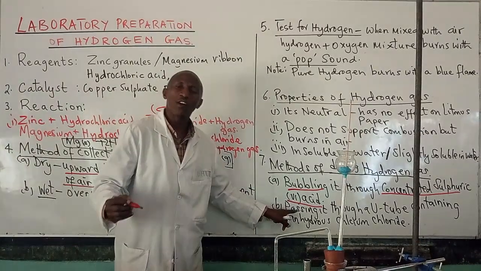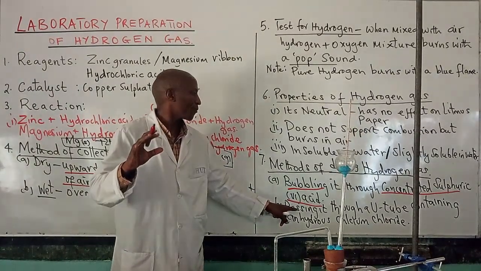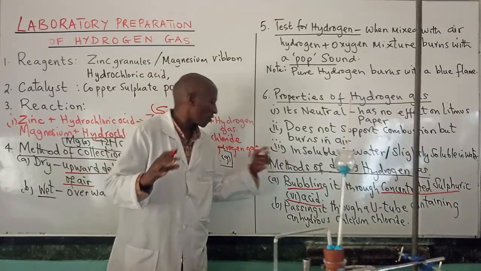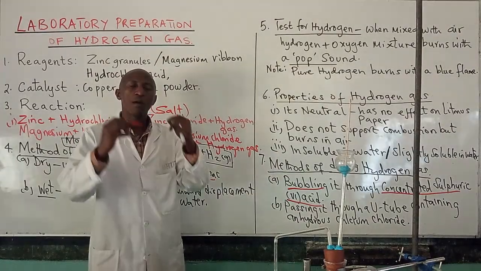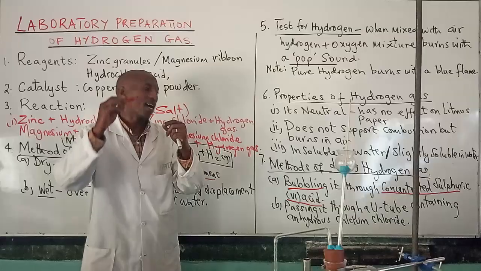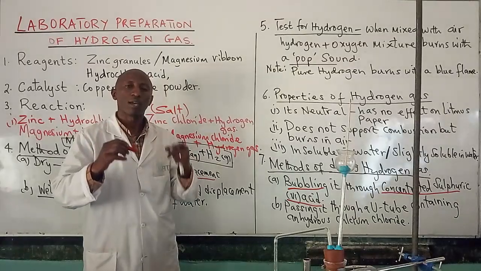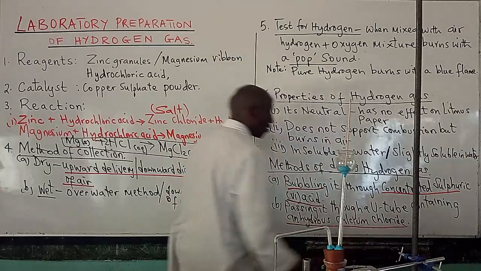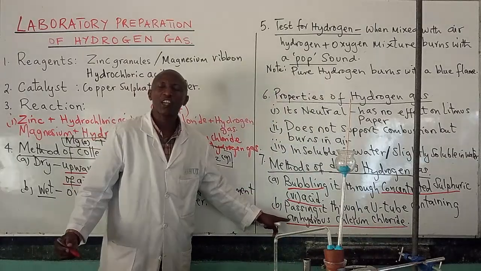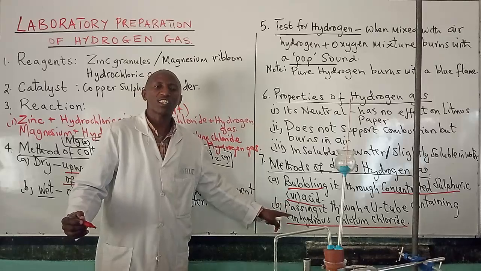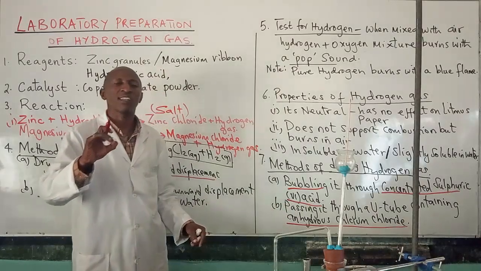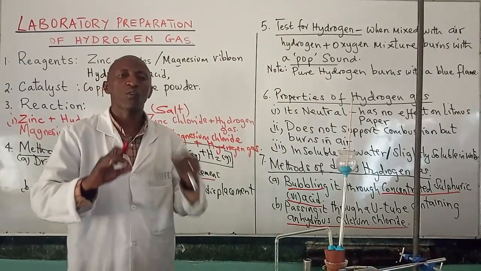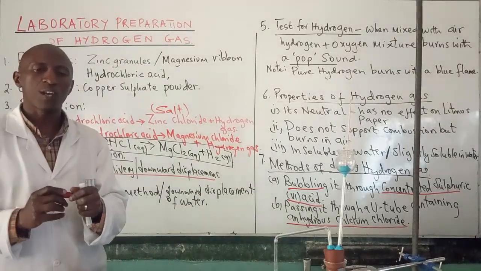And the other way of collecting dry hydrogen is through passing it in a U-tube that has been filled with a drying agent called anhydrous calcium chloride. Anhydrous calcium chloride is a very suitable drying agent for hydrogen. So either of the two works very well.